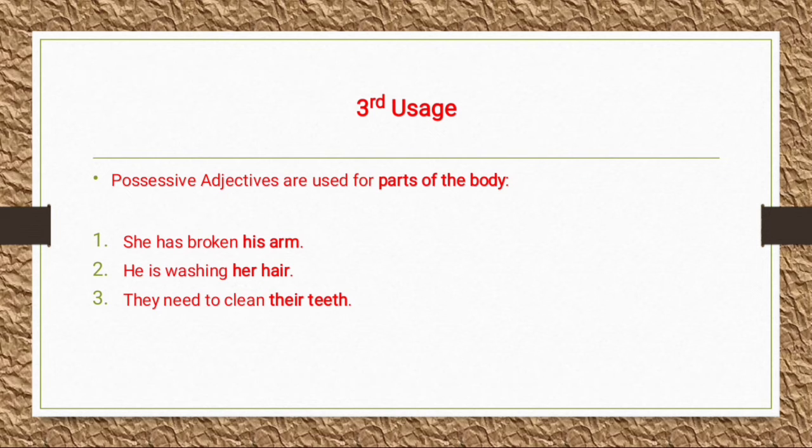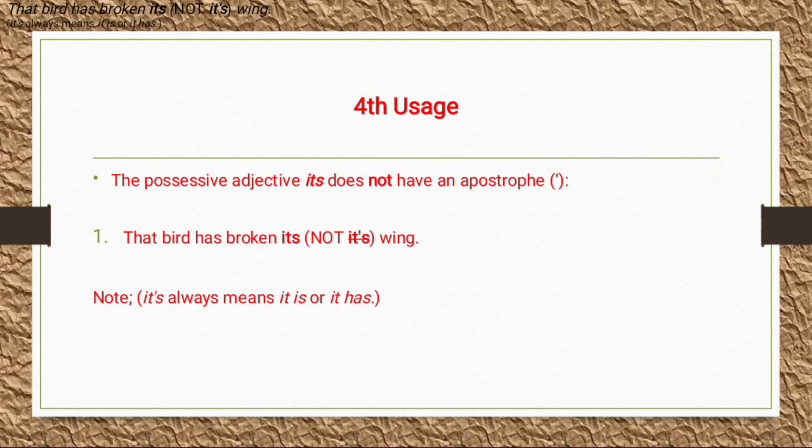The third usage: possessive adjectives are used for parts of the body, like she has broken her arm. Sorry, she has broken his arm. So here, arm is what? Arm is obviously a noun and his or her is obviously what? That's a possessive adjective. He is washing her hair and they need to clean their teeth.